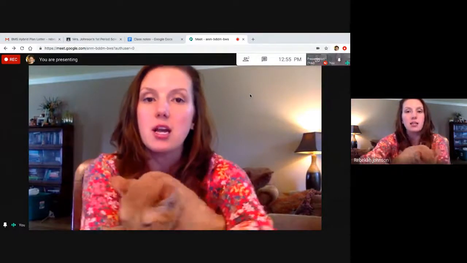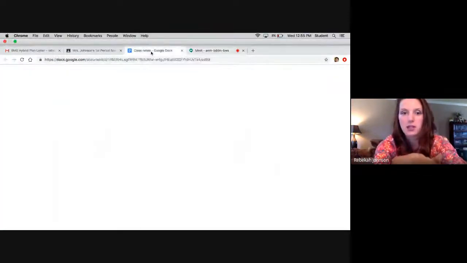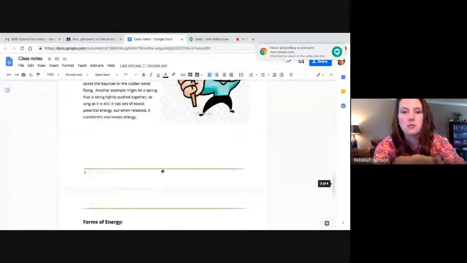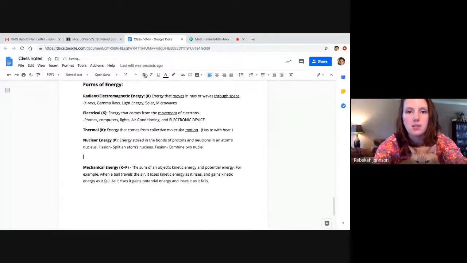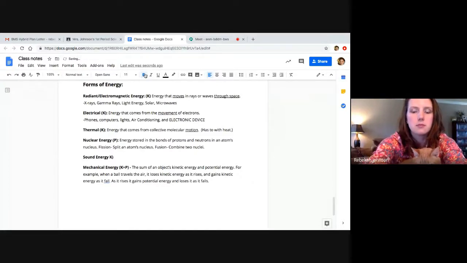And then sound energy, I did not add in, but I'm going to add that into our notes very quickly. So we're going down. And sound energy is going to be also kinetic. Sorry, without my glasses, it's hard for me to see the screen, but with my glasses, there's just a terrible reflection. So sound energy moves in waves and results from the vibration of objects.